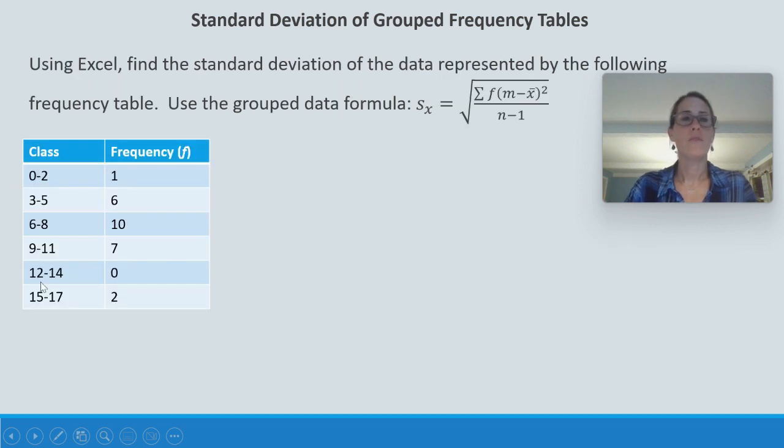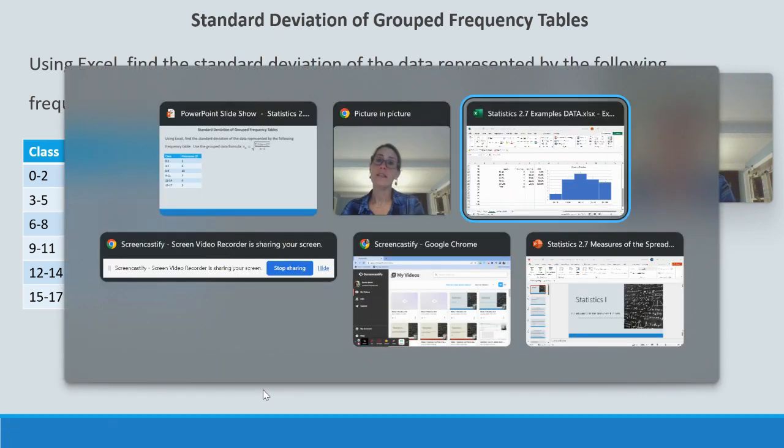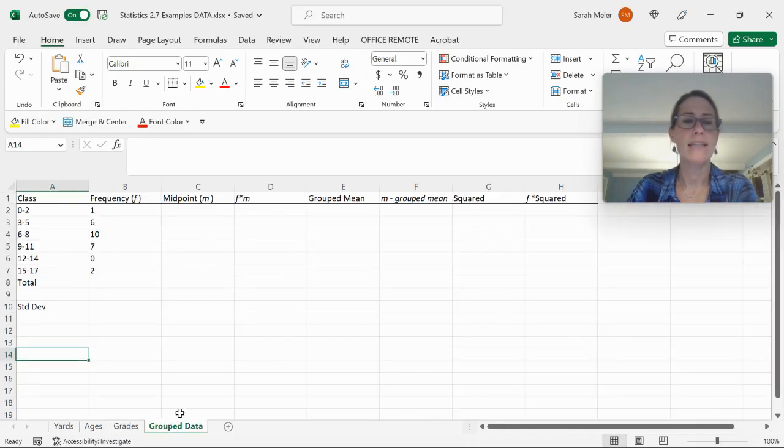So here's our frequency table. We're going to use this formula, and we have to do multiple steps here to figure this out. I didn't write the steps in here, so let's go over to the Excel sheet. The last tab is our grouped data, because I put it in here. And you can see we have our intervals and our frequencies.